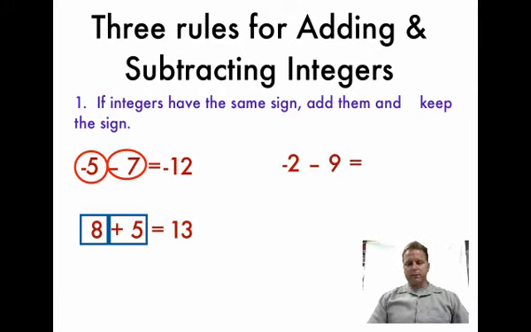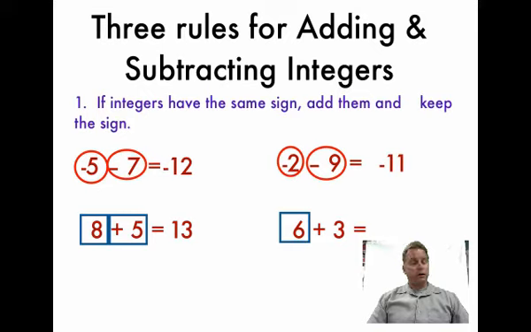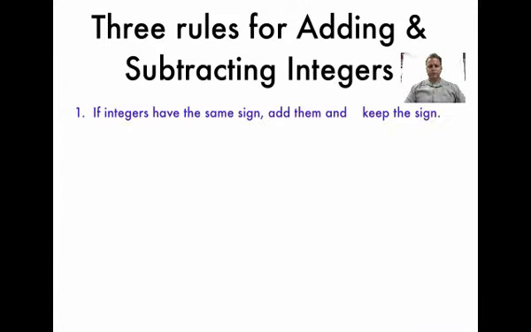So what are we going to do here? They're both negative, so we're going to put a red circle and another red circle. Add them together, keep the sign, we get -11. They're both positive, so blue square, and blue square gives us 9. So squares for the positives, circles for the negatives. So there's our first rule. If the integers have the same sign, add them and keep the sign.